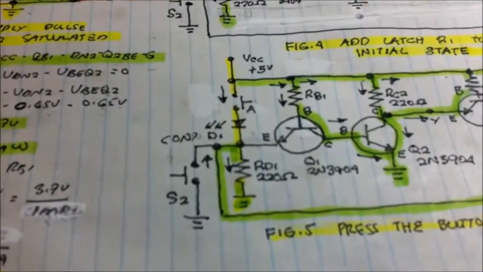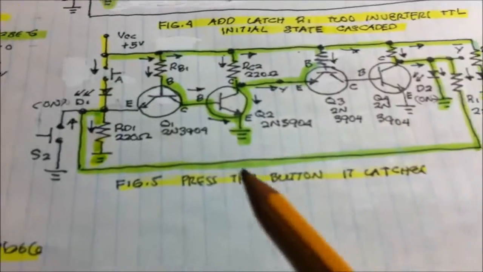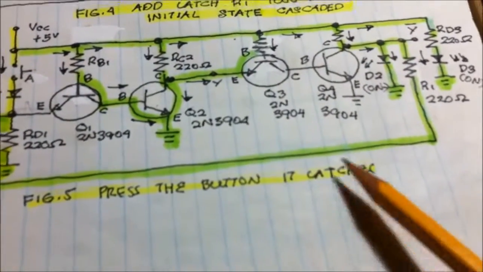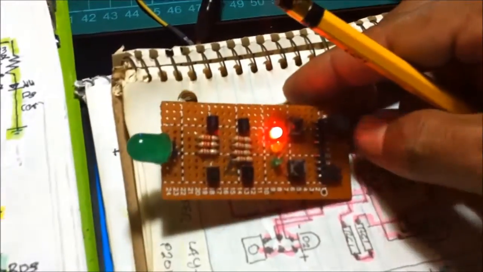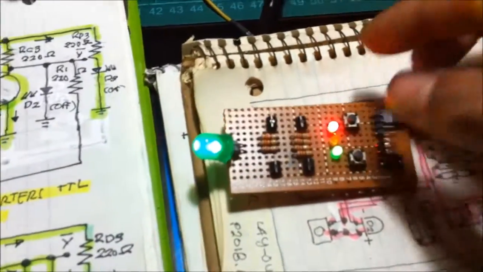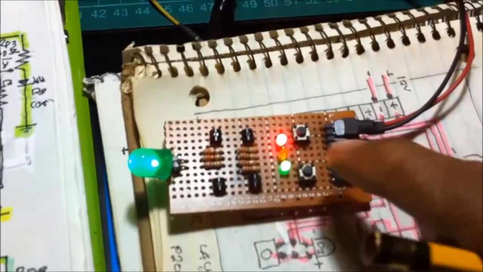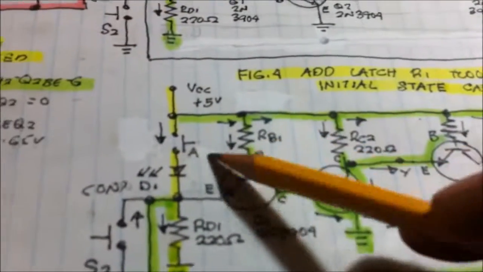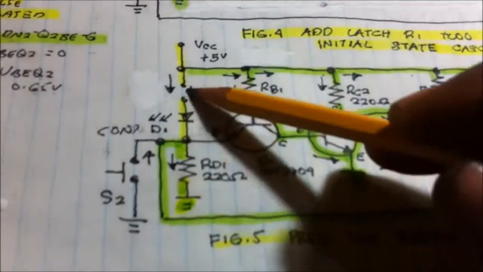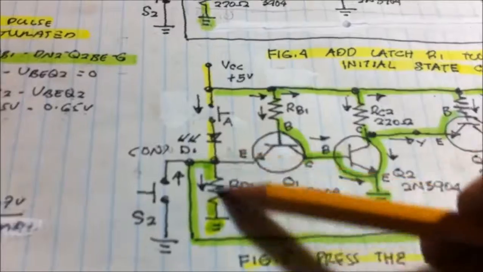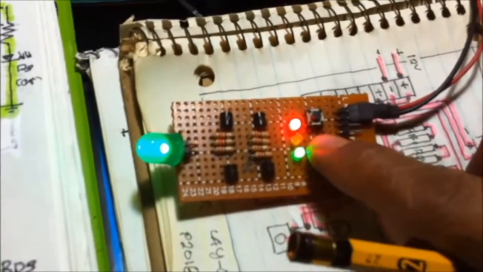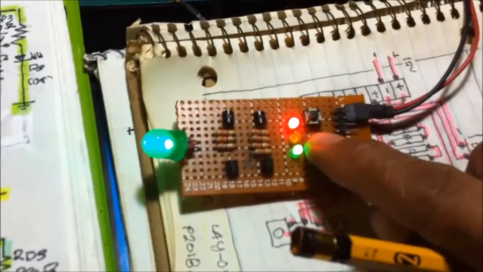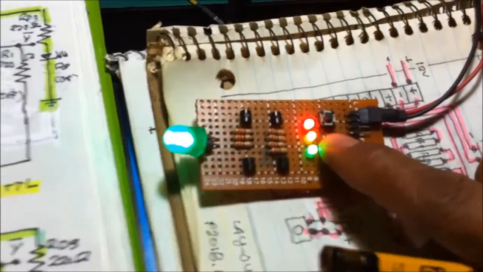Now let us push the button. When I press the button, it latches. So every time I press the button here, the yellow LED, which is this, is turning on because it's sending the current directly to the ground. But it didn't turn off. Why? What happened to this circuit?